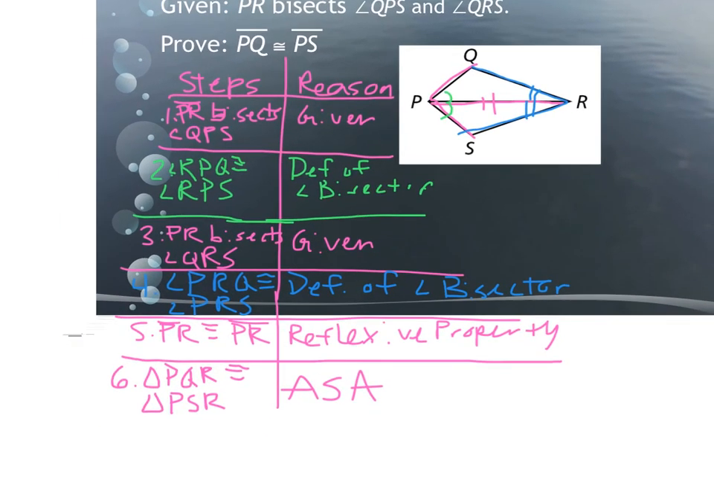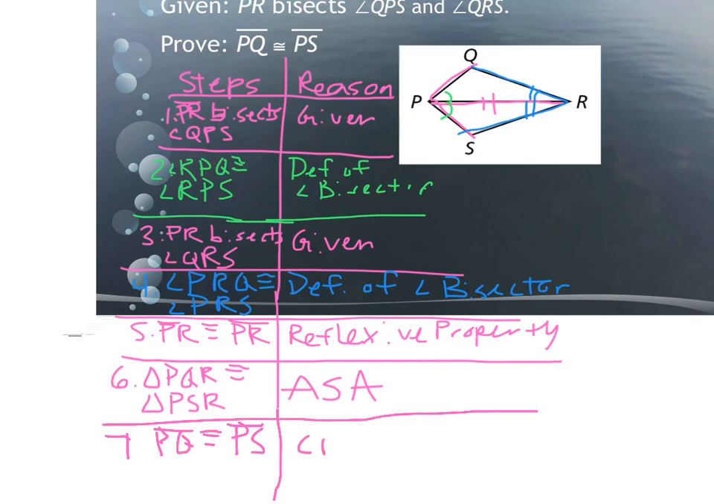So let's go back and see what we were trying to prove. That PQ is congruent to PS. Did we prove that yet? No. So step 7 will be PQ is congruent to PS. And how do we know that those two segments are congruent? CPCTC. Perfect. Corresponding parts of congruent triangles are congruent.